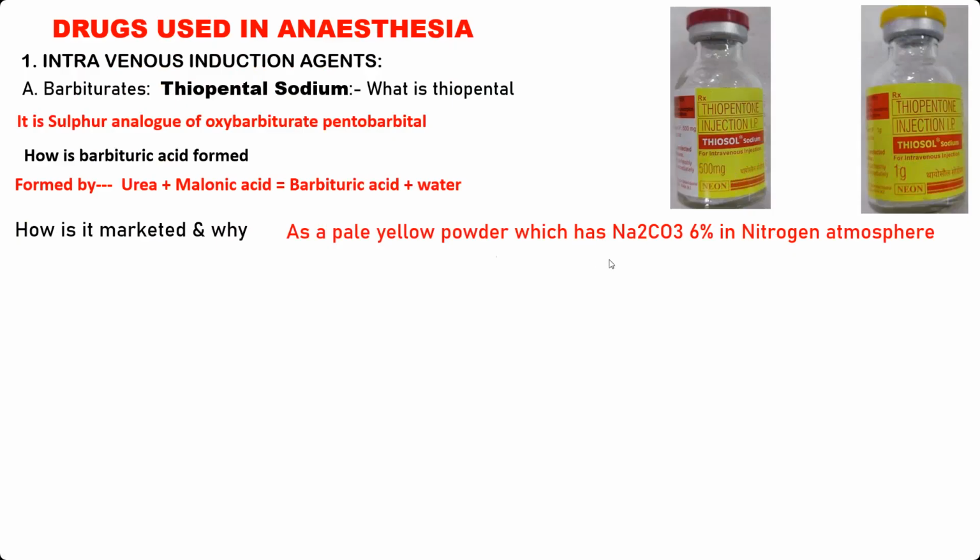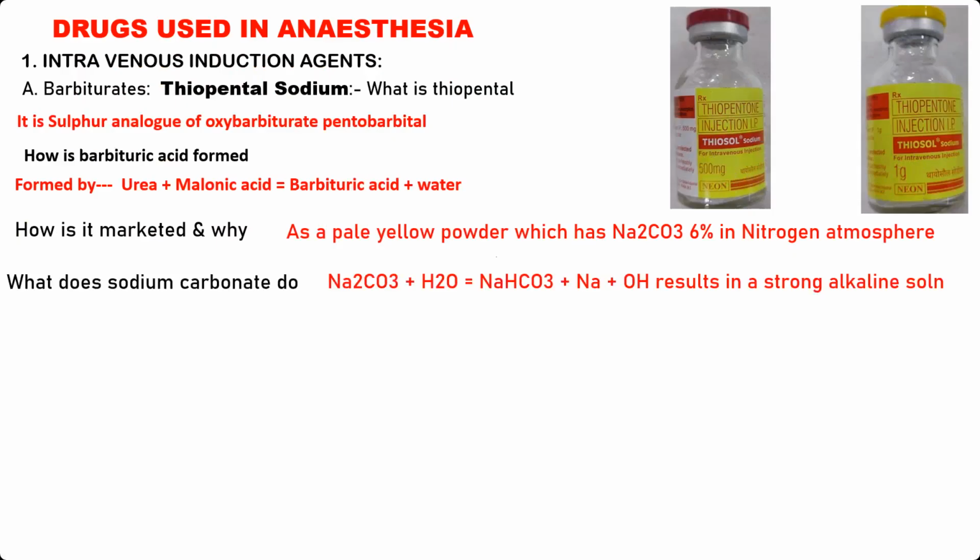What is the purpose of this sodium carbonate? Sir, upon dilution, it will make it more alkaline. Alkaline, yes. With that it will make it a strong alkaline solution. What is the pH after you reconstitute it with water? It is between 10.4 and 11.